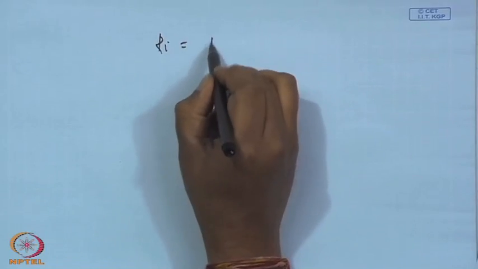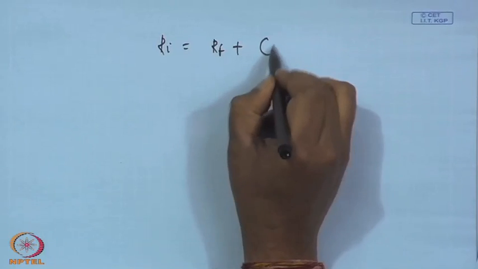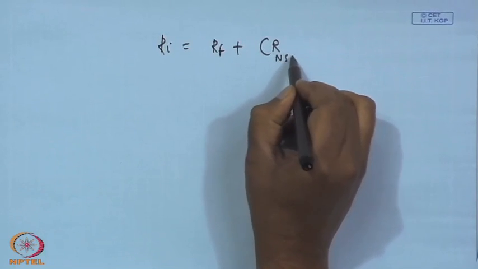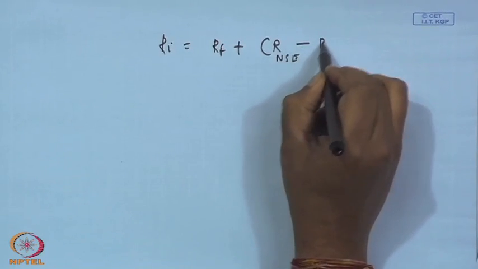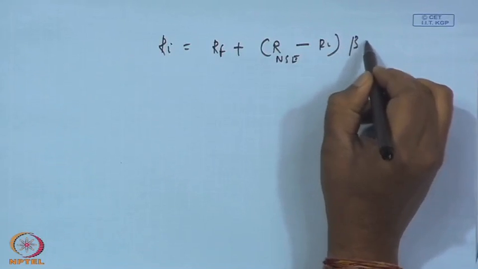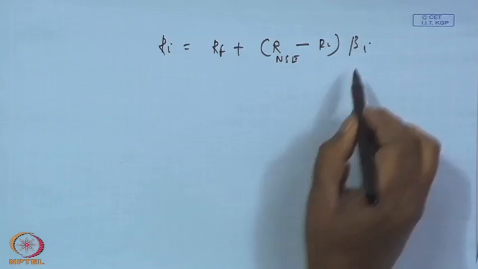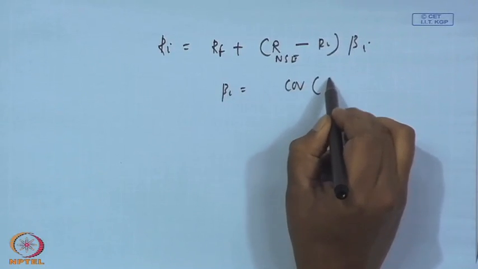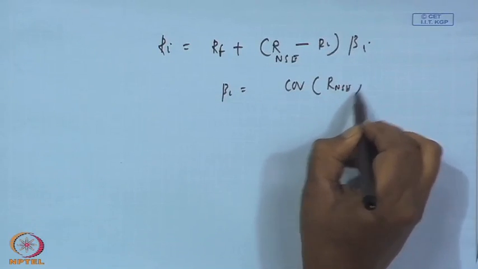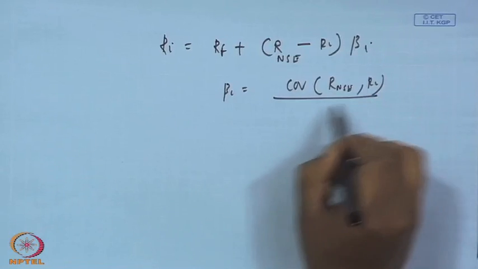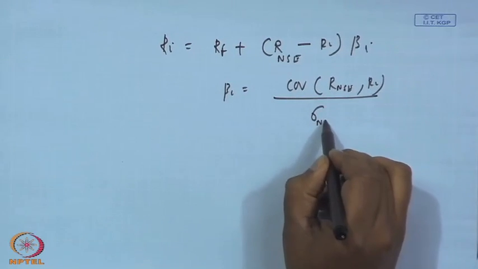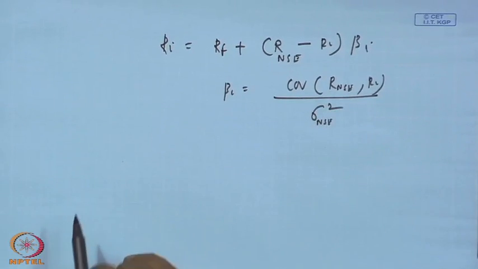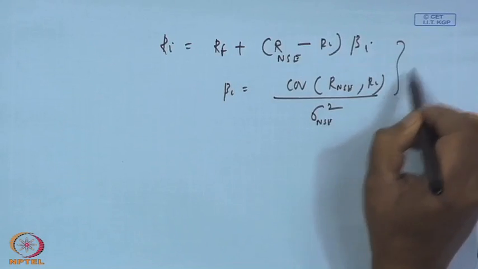We have one domestic capital asset pricing model, where the price of equity depends upon the return, and here RM will be, suppose, the NSE return minus RI, and the beta of RI will be the covariance of NSE return and equity return divided by the NSE market risk. Similarly, it is a domestic capital asset pricing model.